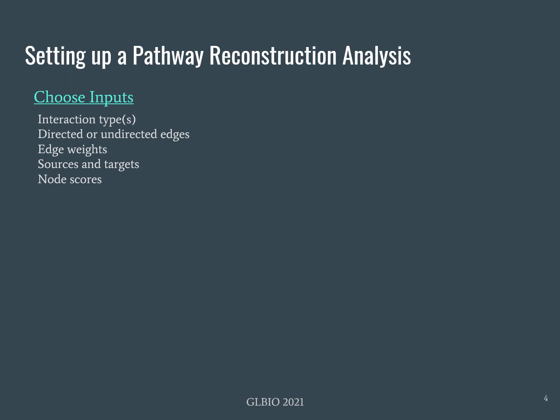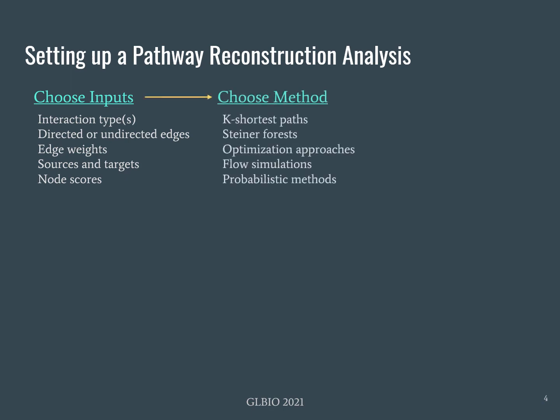We also want to make sure that we're taking care of the various attributes such as directionality, edge scores, or node scores. Once we have these inputs, we then need to actually choose the reconstruction algorithm to run. Here's just a list of some popular algorithms that are used. Right here at this step, we want to make sure that we're taking care of any algorithmic assumptions these algorithms will make in order to produce the subnetworks that we want.